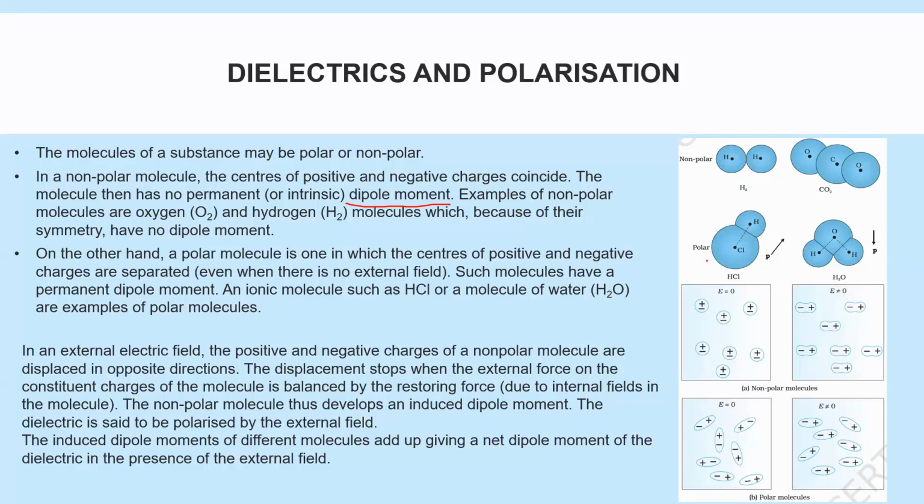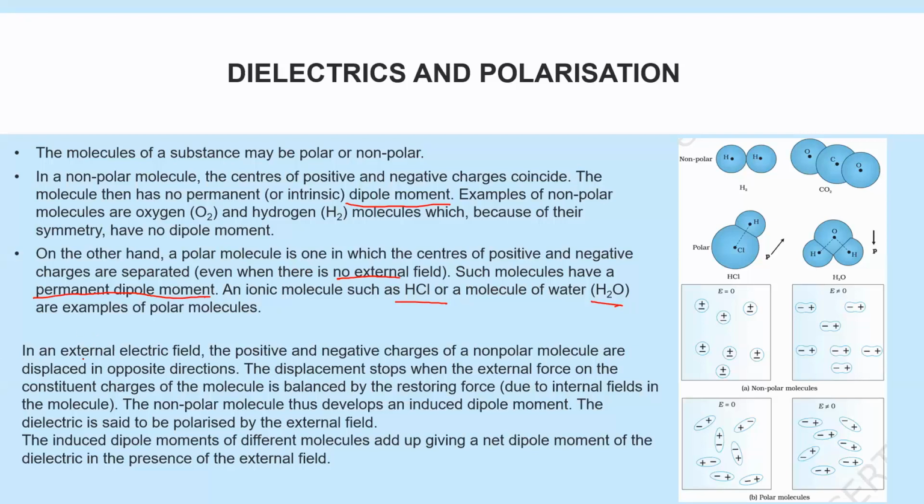But for polar molecules, the centers of positive and negative charges are separated even when there is no external field. So they inherently have a permanent dipole moment. That is why they are polar molecules. An example would be hydrogen chloride, HCl, or the water molecule.